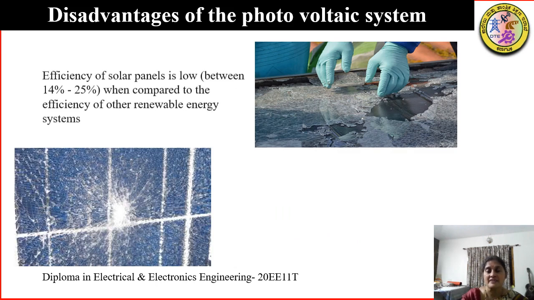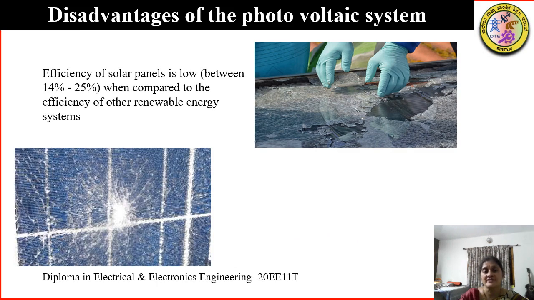The major disadvantage of a PV system is that the solar panels have a very low efficiency. The efficiency ranges between 14 to 25%. When we compare the PV system with other renewable energy sources, this efficiency is very low. A lot of research is being undertaken to improve this efficiency.